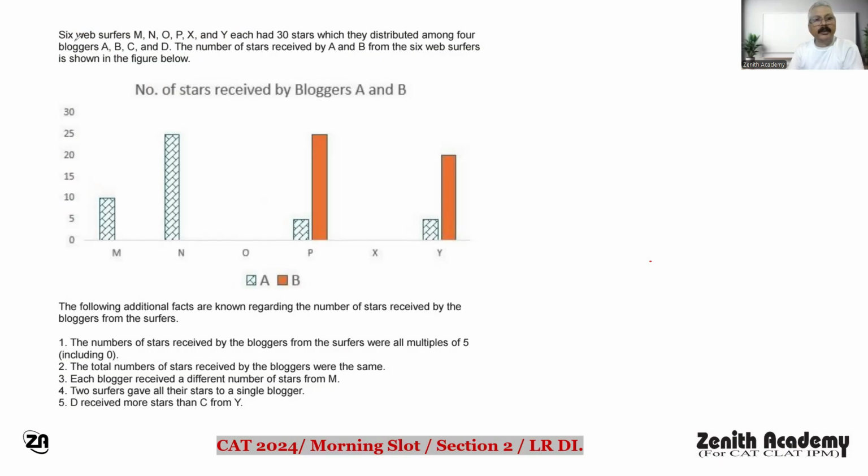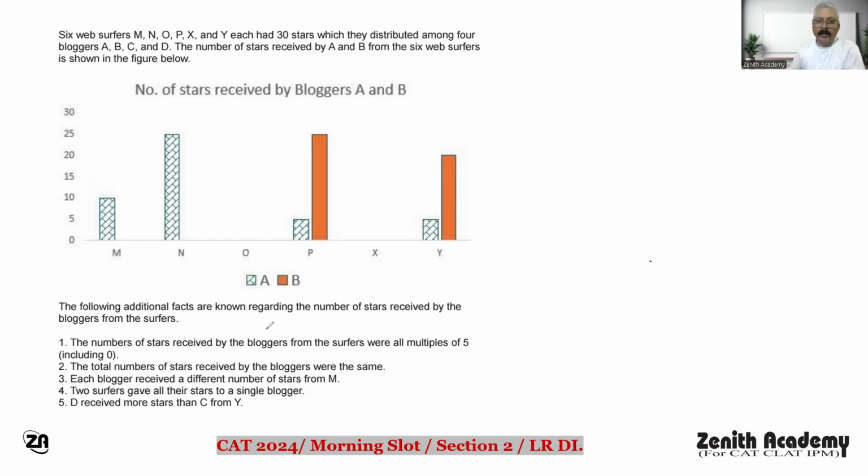It is said there are 6 web surfers: M, N, O, P, X, and Y. Each had 30 stars, which they distributed among 4 bloggers: A, B, C, and D. The number of stars received by A and B from the 6 web surfers is shown in the figure below. It is the bar diagram. The number of stars received by the blogger A and B is given here.